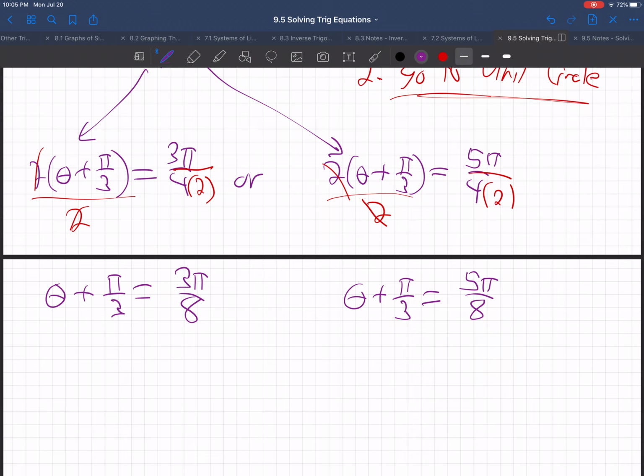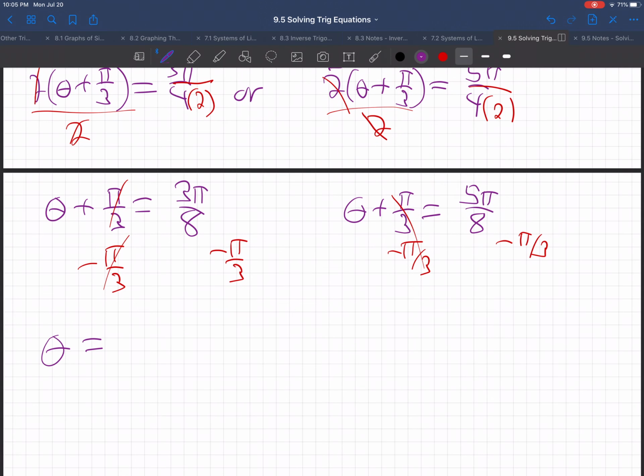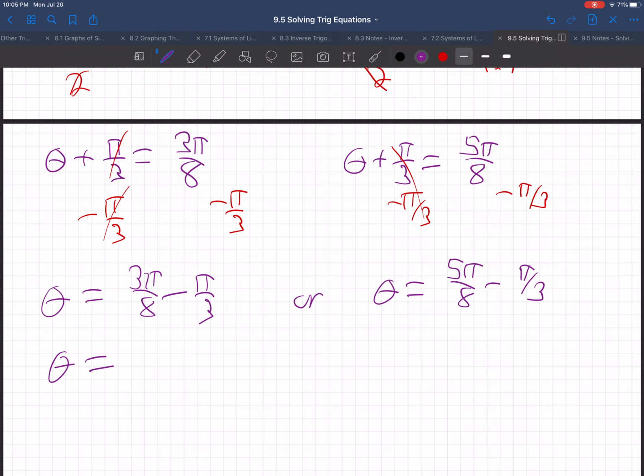And now, subtract pi over 3 from both sides. And what do we got? Theta is 3 pi over 8 minus pi over 3, or theta is 5 pi over 8 minus pi over 3. Now, you could just type them in just like that. It'll take it just like that. I'm just going to leave it at that. You don't need to get a common denominator, all that monkey business. We could, though. Here, I'll do it anyway, but I'm telling you, you don't have to.